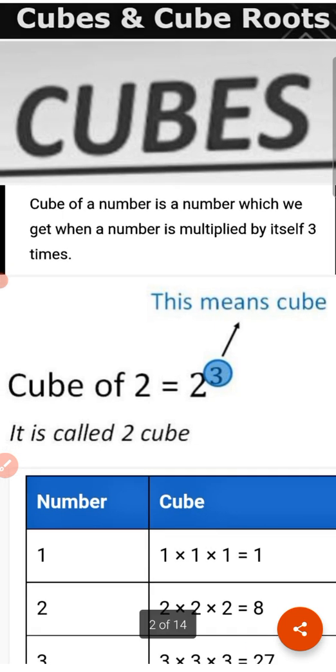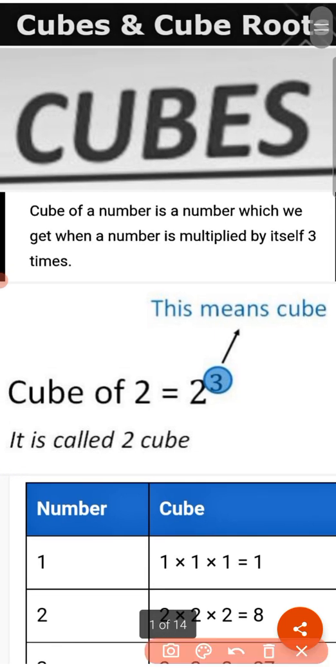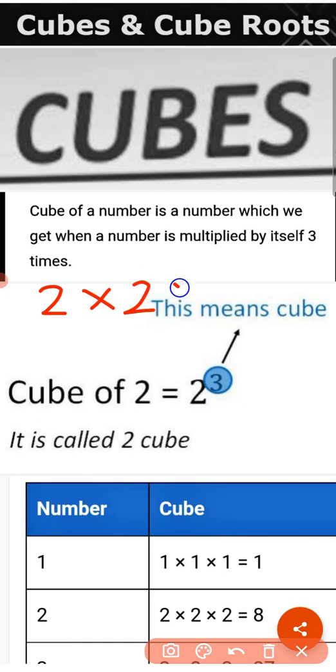2 cube means 2 times 2. So how many times 2, children? 3 times. That is equal to 8.